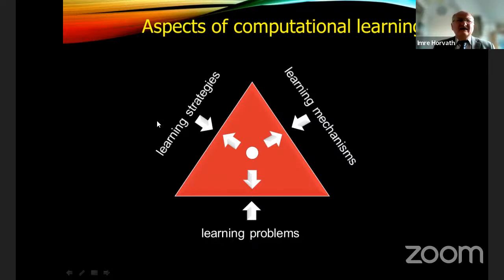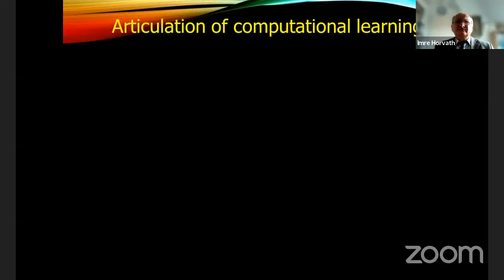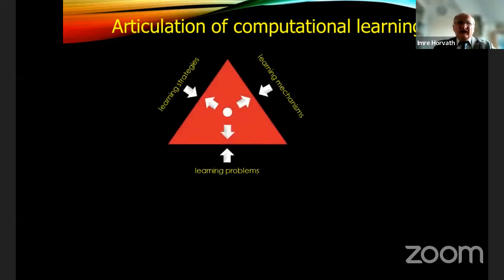In the first lecture, I will address the learning strategies and learning mechanisms. In the second part today, in the second lecture, we will talk about the so-called canonical problems of machine learning and hope this way this jungle will be walkable and you will see the essence behind the trees. So let's talk about the articulation of computational learning.